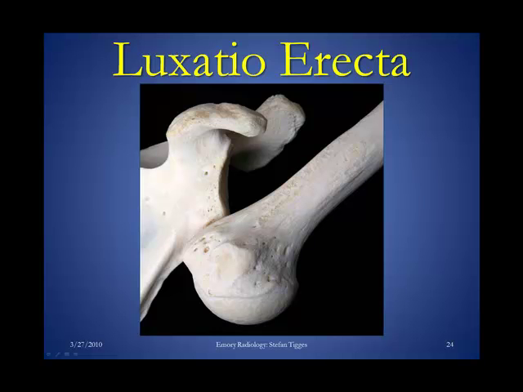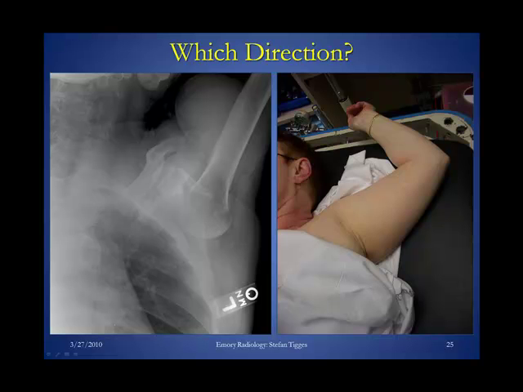So let's look at a couple of images. On the left is a radiograph of a patient with a Luxatio Erecta, and it looks exactly like what we would expect based on the dried bone specimen that we just looked at. The humeral head is inferiorly displaced with respect to the glenoid. You can see that the humeral head and the glenoid are not articulating appropriately, and that the humerus is directed superiorly. So clinically, what you're going to see is that the arm is held up above the patient's head.